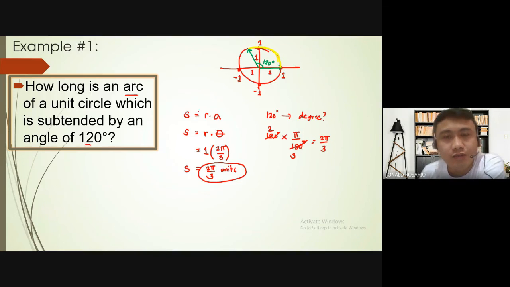So that's it na. So all you have to do is to familiarize the formula. S is equal to R times theta. And always remember again that the angle must be in radian para magamit natin yung formula. S is the arc length, R is the radius, and theta is of course the angle in radian.